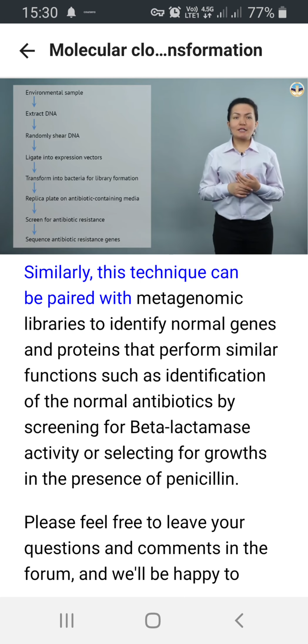Similarly, this technique can be paired with metagenomic libraries to identify novel genes and proteins that perform similar functions, such as the identification of novel antibiotics by screening for beta-lactamase activity or selecting for growth in the presence of penicillin.